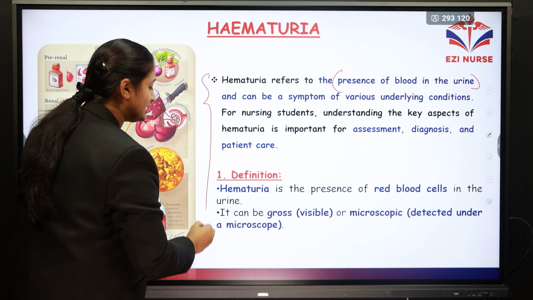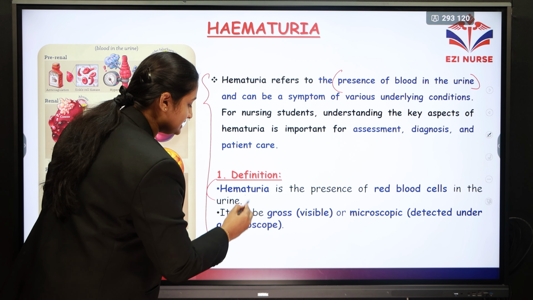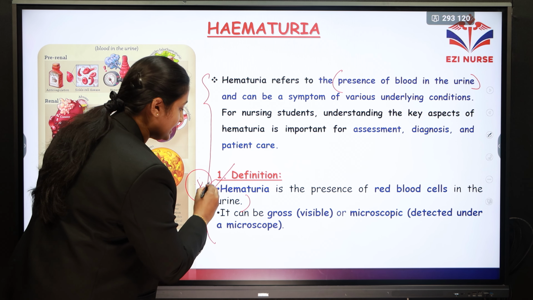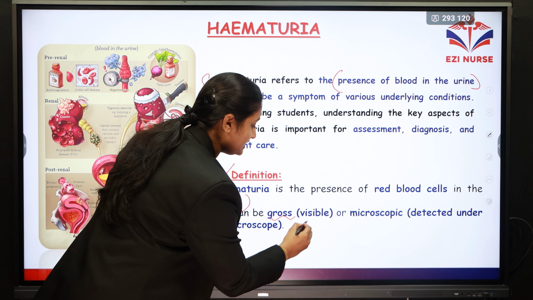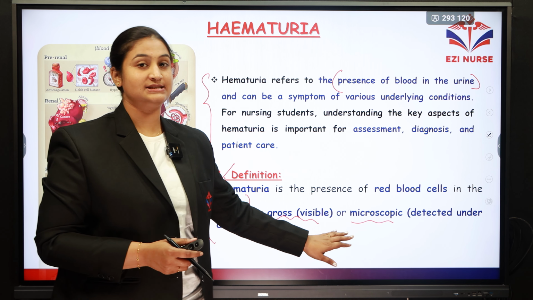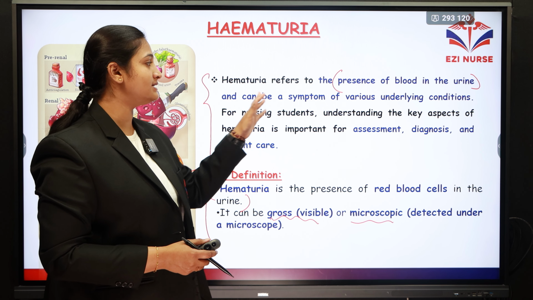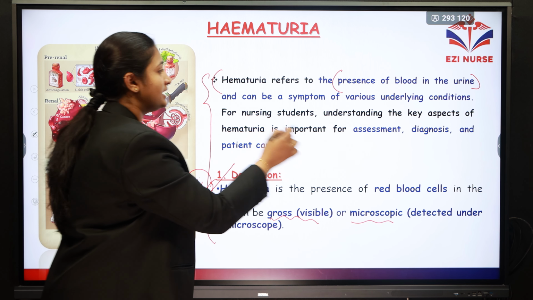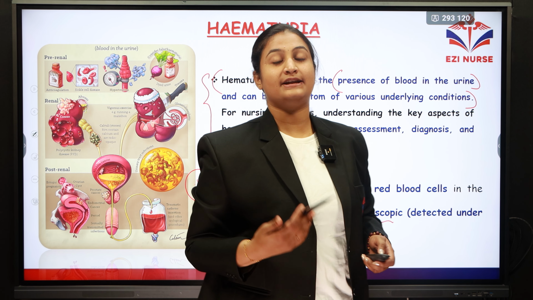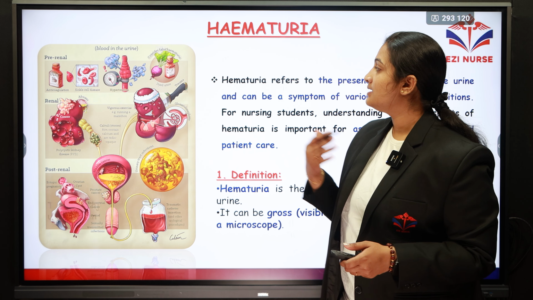This whole definition, if you are remembering it, is a very important definition. Then this can also be seen in gross as well as microscopic. At least if you know this, it is well and good. You can use all this to link hematuria to underlying conditions. That's also your key reference. You can write it in your exam.